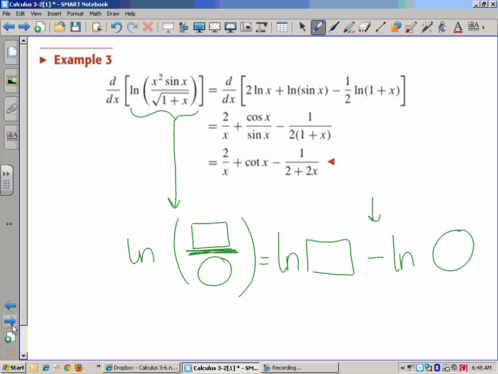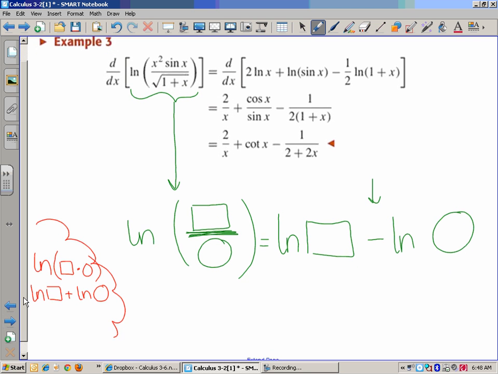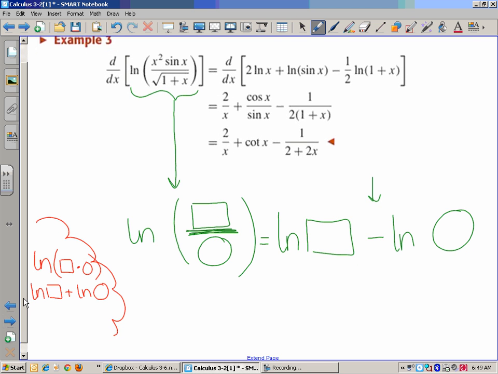Okay, now over here on the side, a couple more log properties. If you had the natural log of something times something, that can be broken down to the sum of those two quantities. And then the other one that you might remember, when you had some exponent, you could bring the exponent down in front and take the exponent times that.